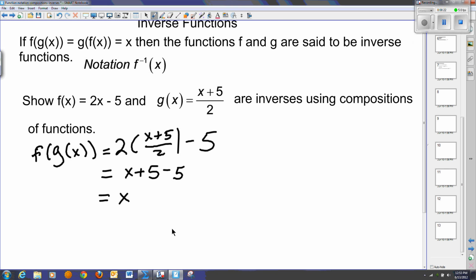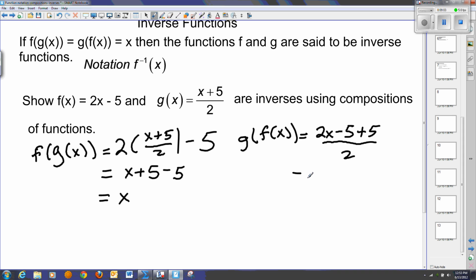Let's look at our initial premise, that if f of g of x and g of f of x both equal x, we can say the two functions are inverses. So the next thing I have to do now is find g of f of x. This asks us to take the entire f function and plug it into the x value in the g function. So the entire f function is going to be 2x minus 5. I'm going to add 5 to that and put it all over 2.